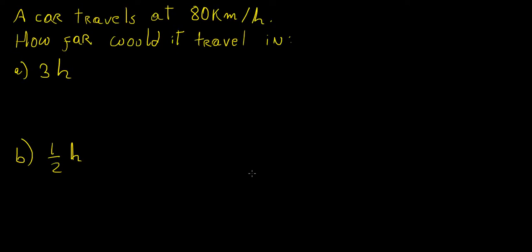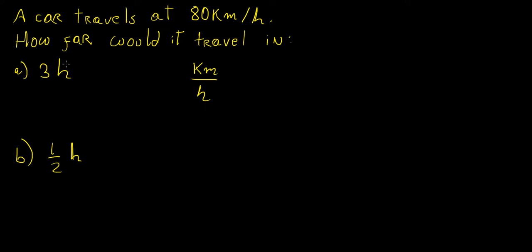Alright, in this video we're going to continue with more applications of ratios and rates. So suppose there's a car that is traveling at 80 kilometers per hour and you want to find out how far it would travel in 3 hours, for example. I guess the quickest way to do this is to look at the units. We're given information in terms of the speed, that is in kilometers per hour, or essentially just kilometers divided by hours.